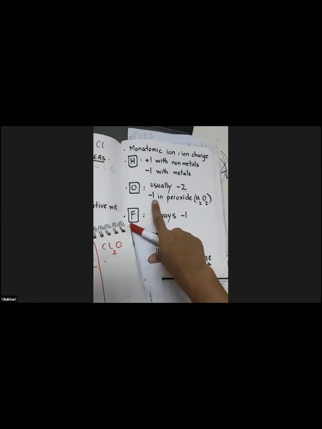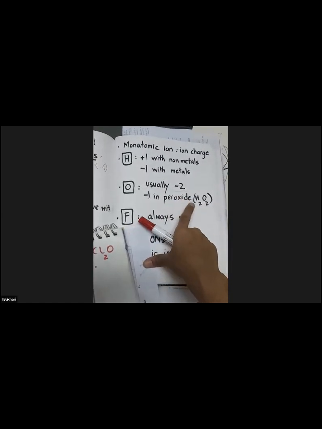Oxygen is -2 usually. The only exception is H2O2, where it is -1. Otherwise it is -2. So oxygen would be -2. Then this is 2, and the net charge is 2. So what should I add here to have 0? I should have +2, right? Now +2 is divided in 2 atoms. So that means one chlorine has +1. So the oxidation state of chlorine is +1 here.